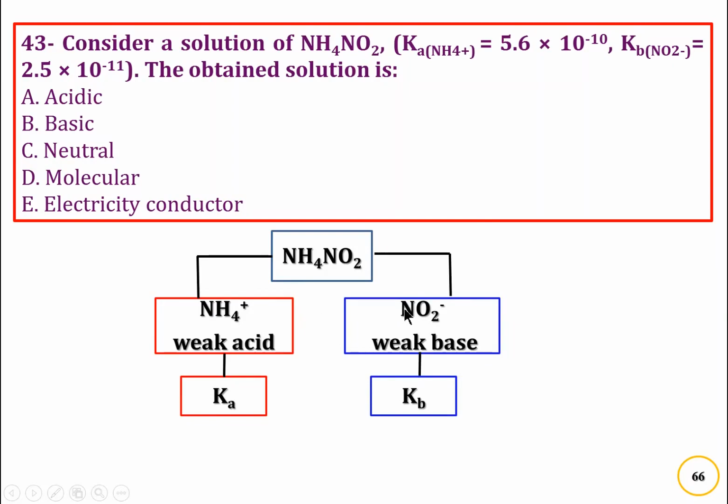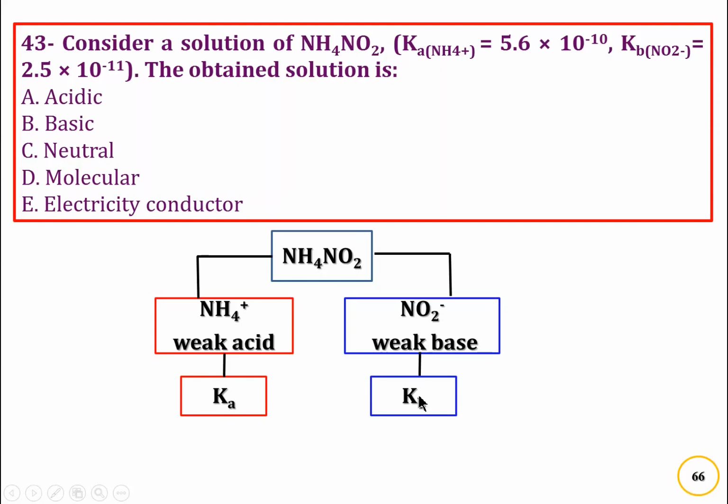NH4+ will react with water and behave as a weak acid that releases H3O+, and K of this reaction is equal to Ka. NO2- reacts with water to give OH- and behaves as a weak base, and K of this reaction is equal to Kb. Since we start with equal amounts of NH4+ and NO2-, the quantity of H3O+ or OH- formed will be determined by the values of Ka and Kb.